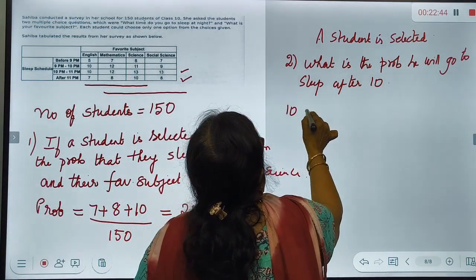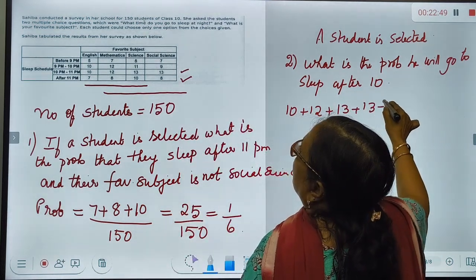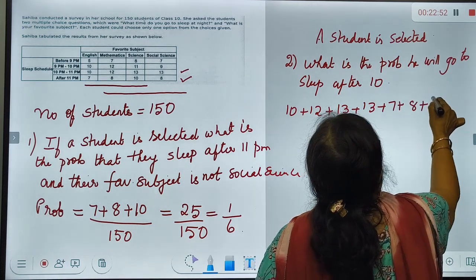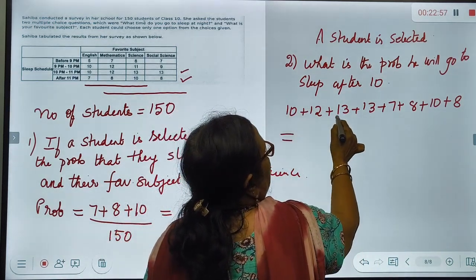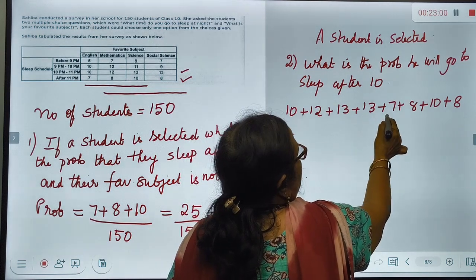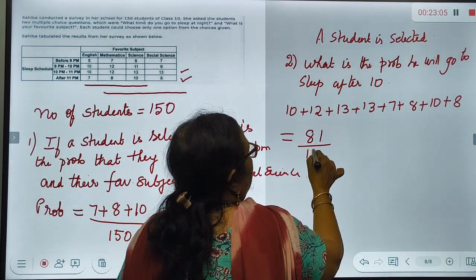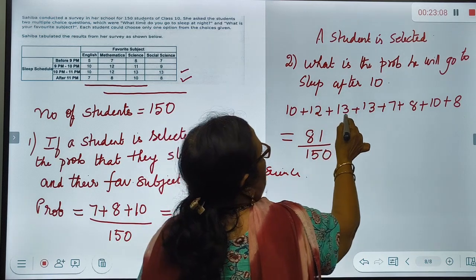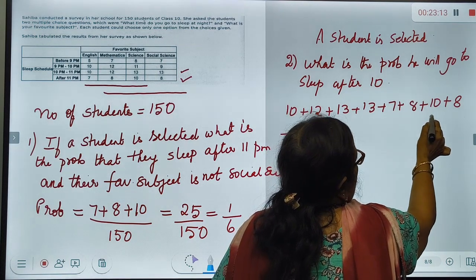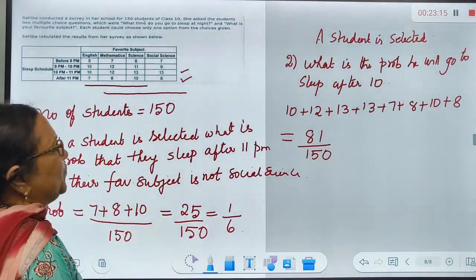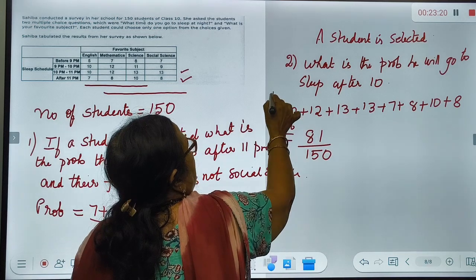So 10 plus 12 plus 13 plus 13 plus 7 plus 8 plus 10 plus 8. 22, 25, 35, 38, 48, 55, 63, 73, 73 plus 8, 81 out of 150 is the required probability. This is the number of students.